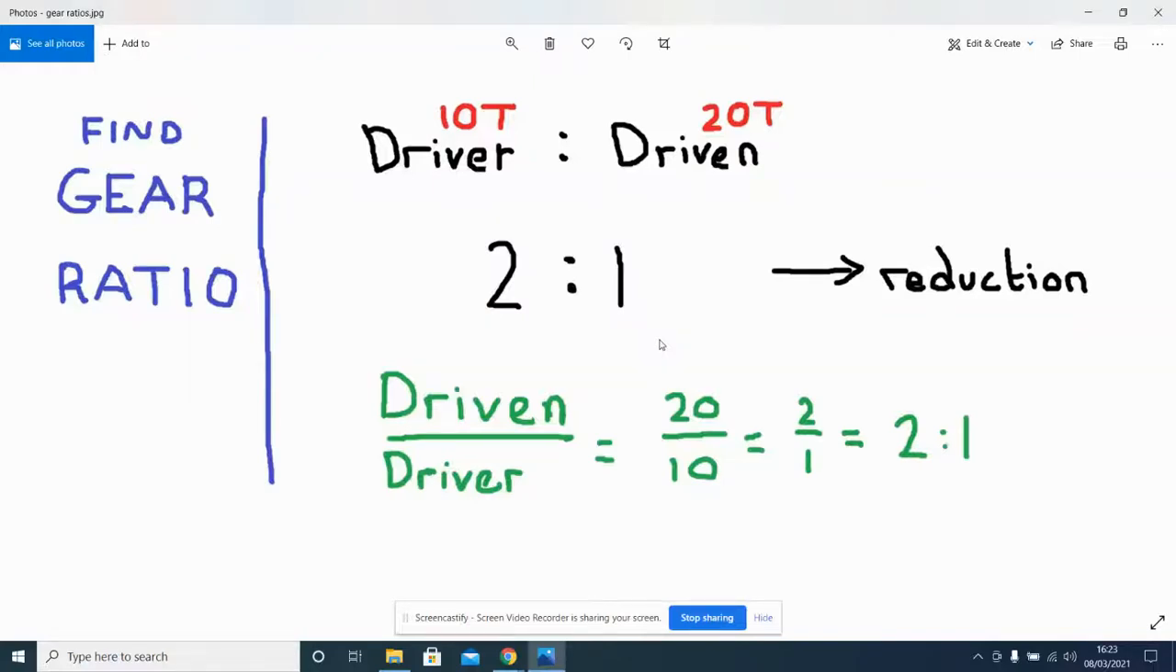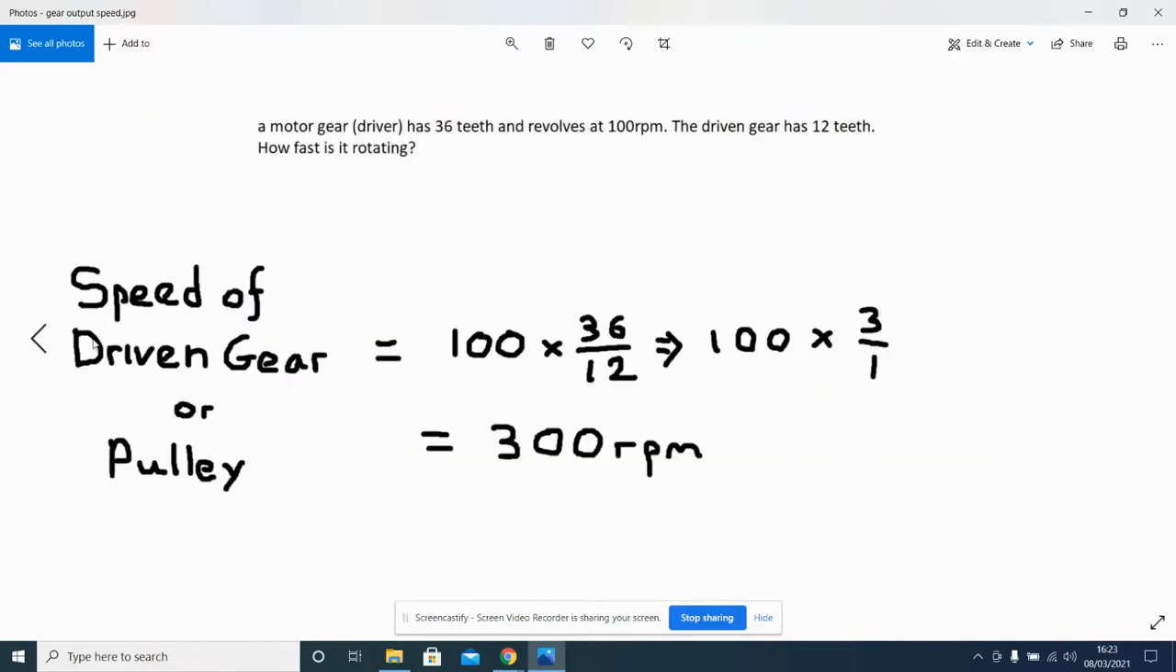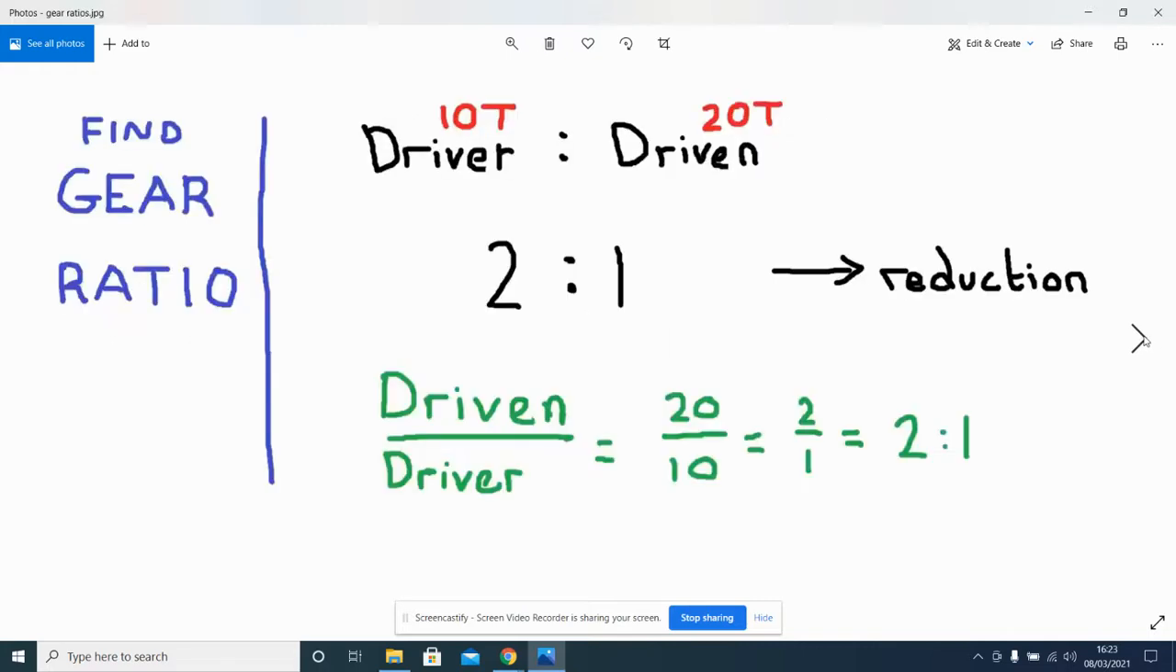Okay, in this video, we're going to look at gear ratio, how to calculate that. We're also going to look at how to calculate the output speed, or the speed of the driven gear in a system as well. Okay, so we'll look at the gear ratio first. In this example here, we have a driver gear with 10 teeth and a driven gear with 20 teeth. That gives us a reduction of 2:1, whereby the driver gear is going twice as fast as the driven gear.